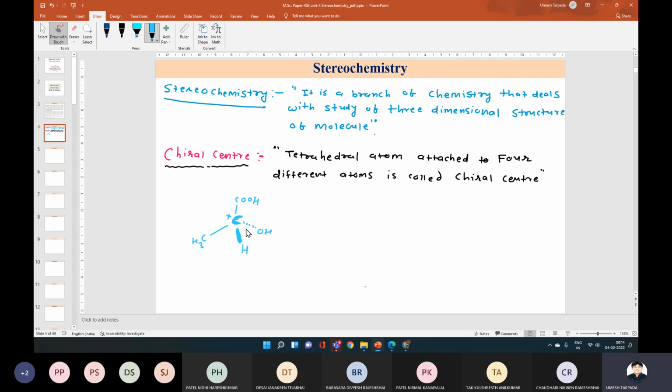Yes or no? Yes, sir. Yes, it is chiral because all four groups attached to this center are different. So you require molecular asymmetry. This carbon is chiral. The star carbon center is called chiral center.